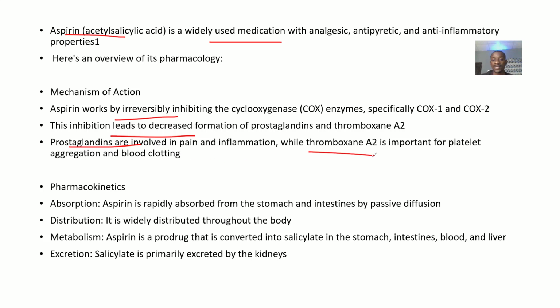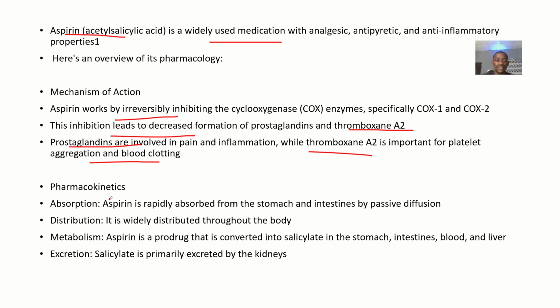Thromboxane A2 is important for platelet aggregation and clot formation. So if aspirin is stopping thromboxane A2, it will prevent blood clotting. Another use of aspirin is in patients that have a tendency for blood clotting, like stroke patients and all of that.